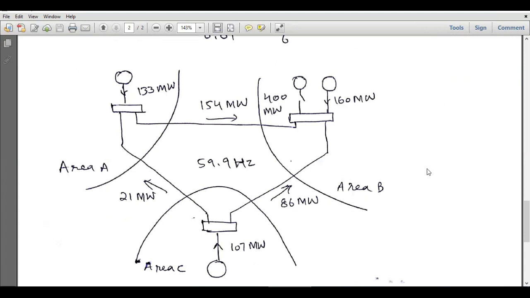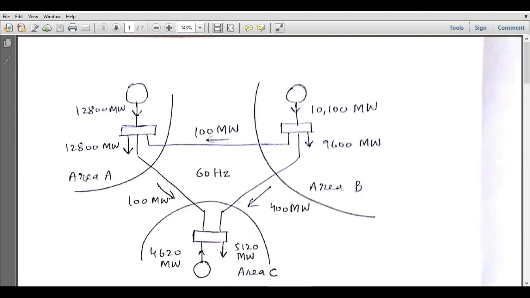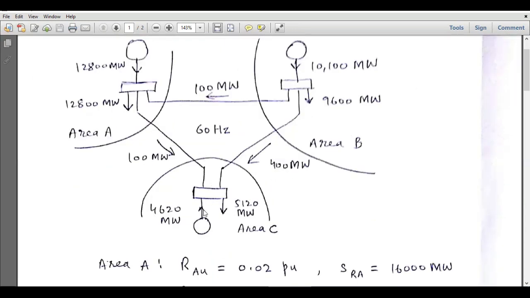Now I will solve a very important problem on calculating the area control error and net interchange powers between adjacent areas. And in this example, you can see we have three areas, area A, area B, and area C. And this is our area A. And this area has a net generation of 12,800 megawatts and a total load connected to it as 12,800 megawatts. This is area B, and this area also has a net generation of 10,100 megawatt, but the load is 9,600 megawatts. Out of the surplus 500 megawatt power, 100 megawatt power moves towards area A and 400 megawatt power moves towards area C.